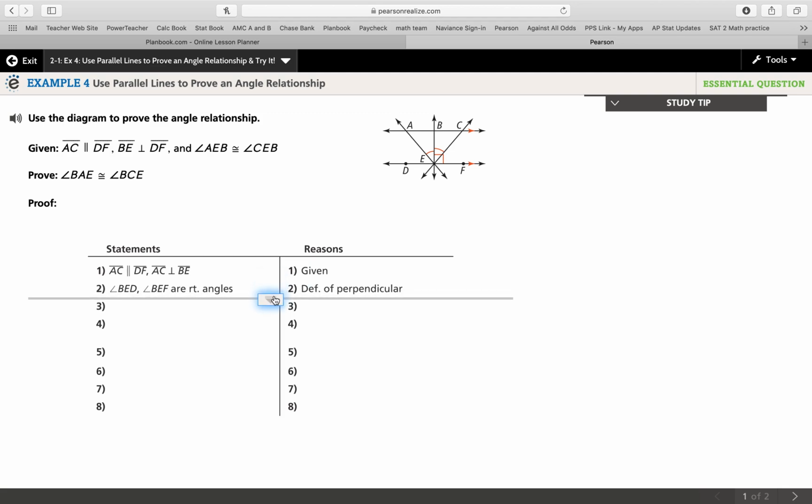Okay, then we talk about that angles BED and BEF are right angles. Now you might think, well, they told us that. No, they told us that they're perpendicular. The lines are perpendicular, but being perpendicular implies that they create right angles. So you have to tell me, how do you know that they're right angles? Well, I know that because of the definition of perpendicular lines. Okay, so because they're right angles, that means that both measurements equal 90 degrees.